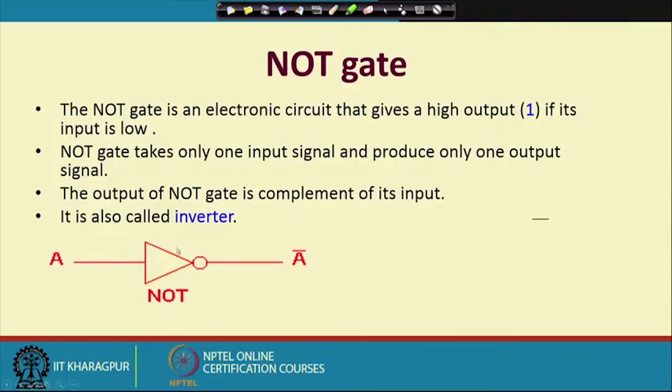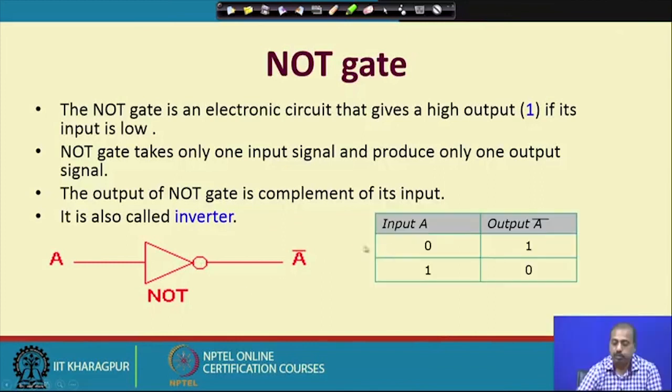It is symbolically represented like this: one triangle and a bubble at the end of it, and then input A, and output is written as A bar. The truth table will be like this: input A and output is A bar. Whenever input is 0, output is 1, and whenever input is 1, output is 0. In this way we can have basic AND, OR and NOT gates. In digital circuits they can realize the AND, OR and NOT functions of Boolean algebra.